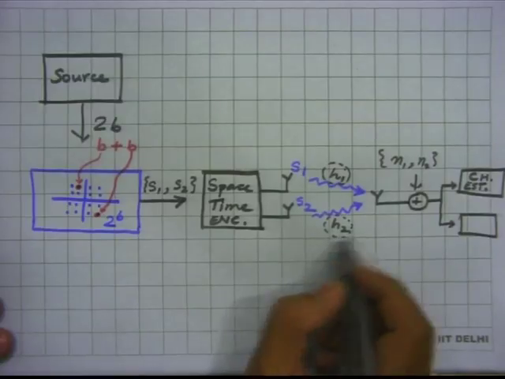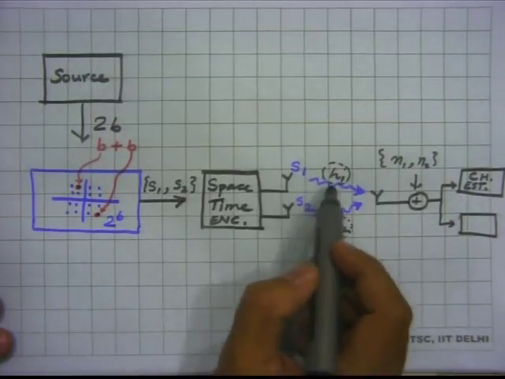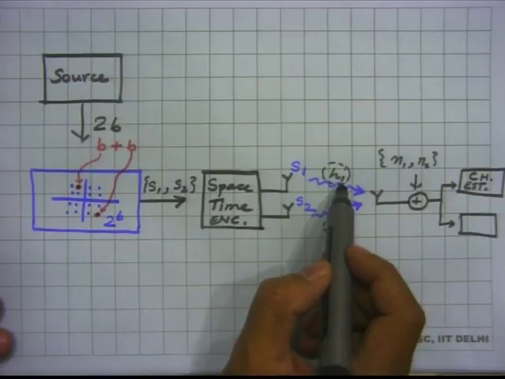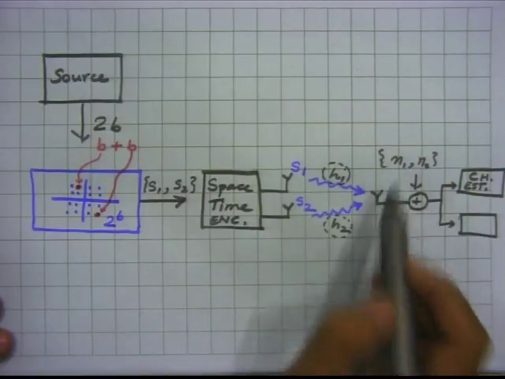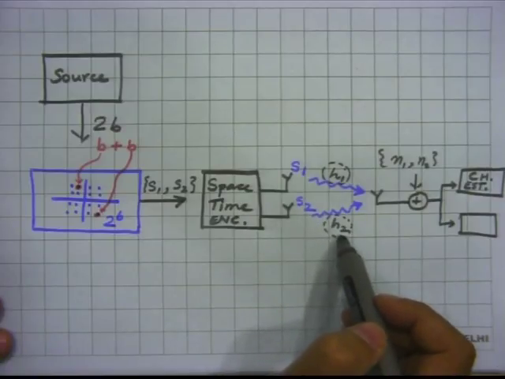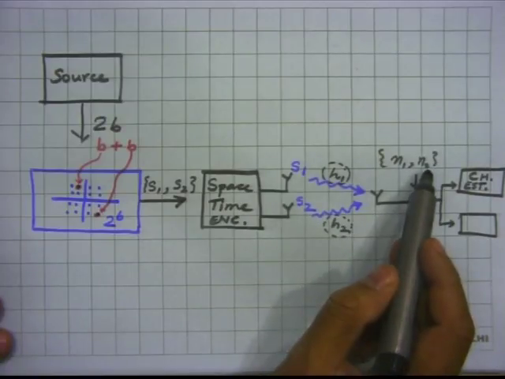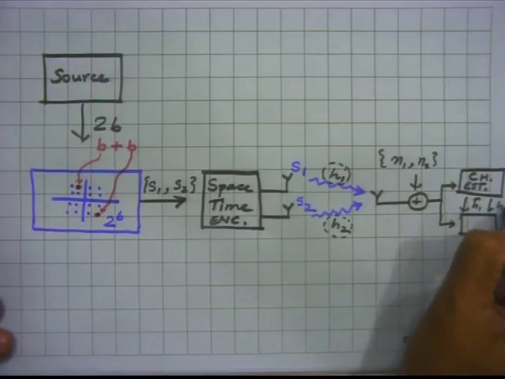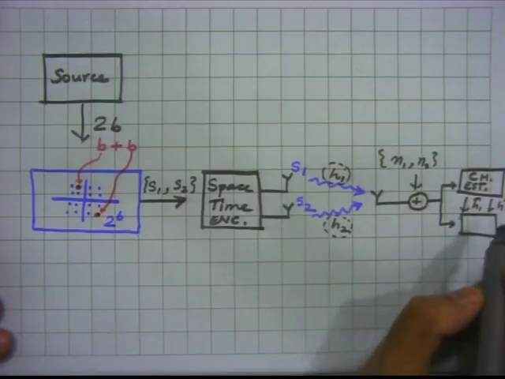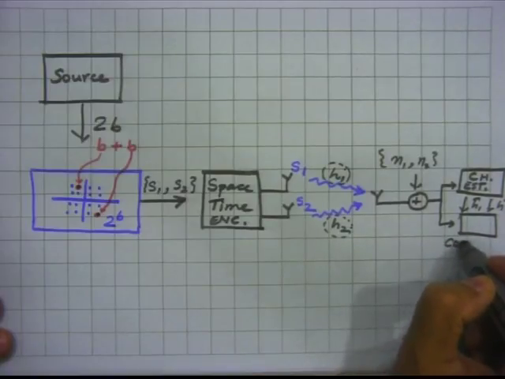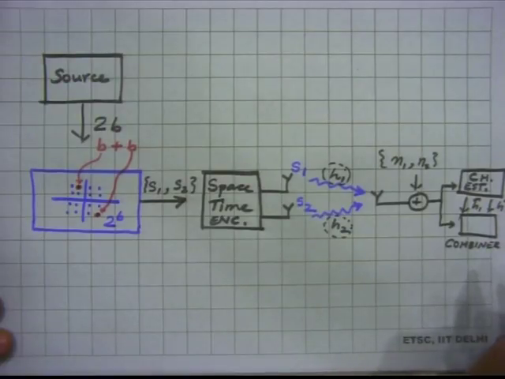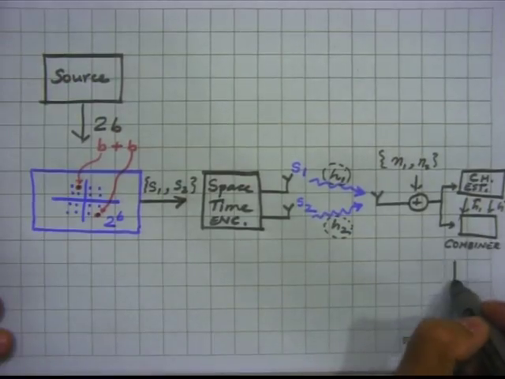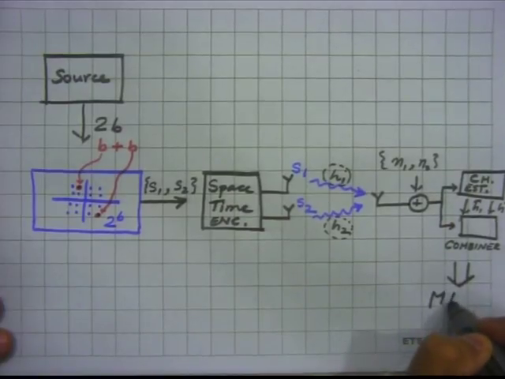These are complex numbers, and the signal S1 gets multiplied with H1 and gets added with noise N1, and similarly S2 gets multiplied by H2 and then gets added with N2. So, the estimates of these two, H1 hat and H2 hat, have to be given to the combiner. And after that we will take this for maximum likelihood decoding.